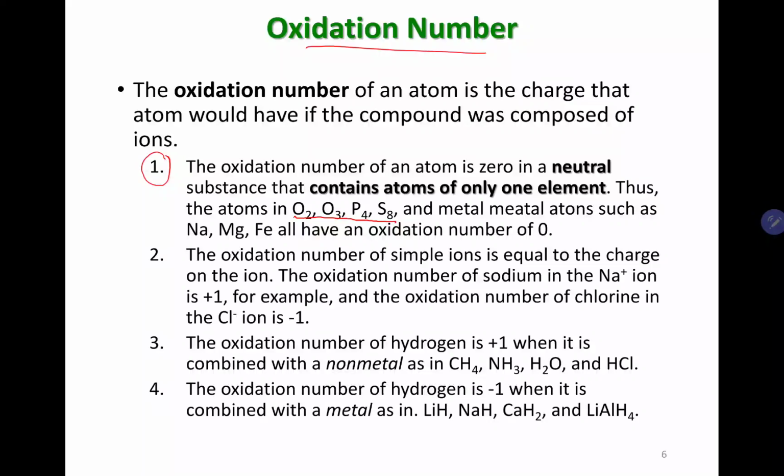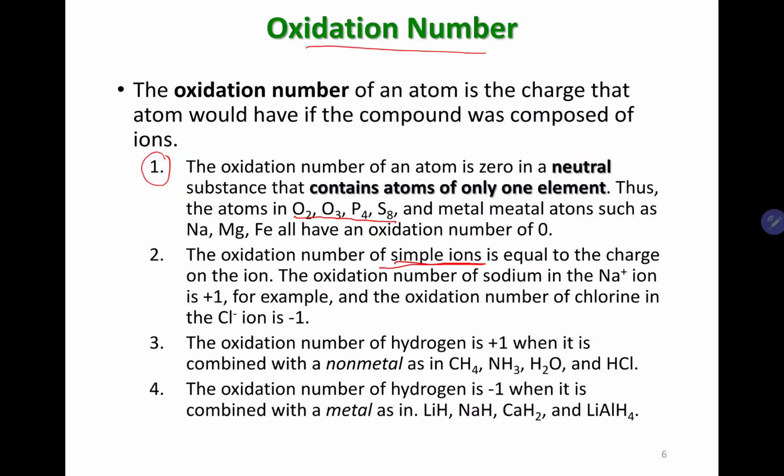And then let's talk about the second rule. I recommend that you guys keep a small note somewhere for these 10 rules, so that it will be easy for you to summarize everything at the end. And then the second rule talks about the oxidation number of simple ions. The key term is simple ions.